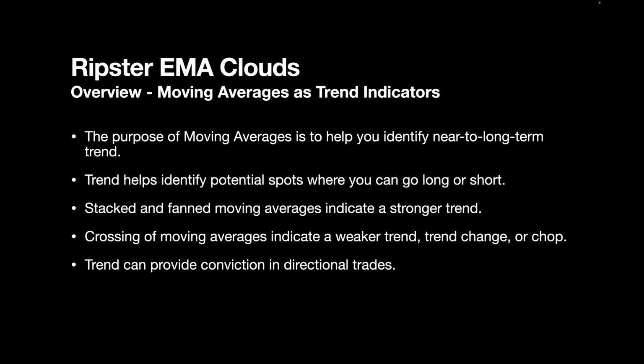And then the crossing of moving averages will indicate a weaker trend, a trend change, or chop. And so it's helpful to monitor the interaction of moving averages to see what might be happening. So with that said, trend can provide conviction in directional trades. If you have stacked EMAs and you're riding those EMAs up or down, that can really give you a lot of conviction and help you stay in the trade.